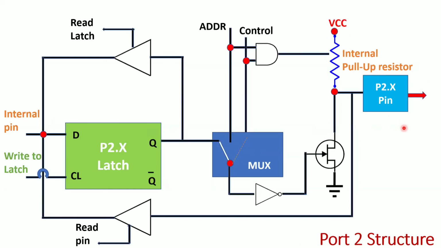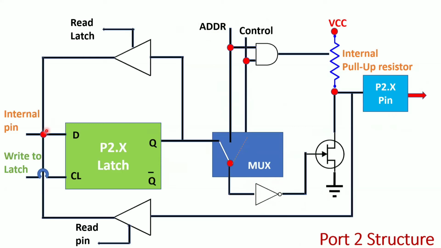And coming to the port 2 structure, so this is your port 2 structure. Again you have another AND gate and address. Here there is no data because port 2 can act only as the higher order address bus. That's why there is no data here, and the rest of the port structure is similar. But here we have an extra NOT gate. Earlier it was there for port 0, and we have the NOT gate here for port 2.